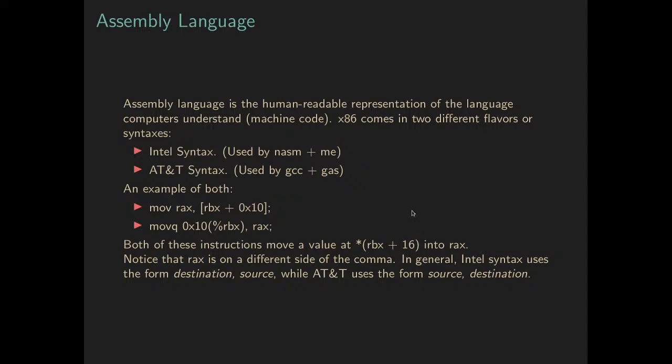Another thing to quickly note is that in AT&T, they generally have suffixes that represent the size of the operands. Q is for quad word, which is basically the 8 byte move, 8 bytes for 64-bit.